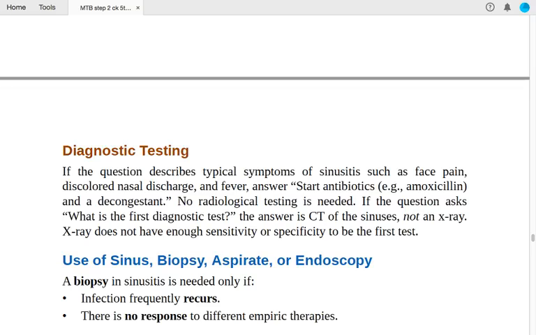If the question asks what is the first diagnostic test, then of course the answer is CT of the sinuses, not an X-ray. If they really want you to answer CT, they will definitely give you the clue that this is the first diagnostic test. What is the first diagnostic test? The first diagnostic test will be the CT, not an X-ray, especially in case of sinusitis. X-ray does not have enough sensitivity or specificity to be the first test, right?